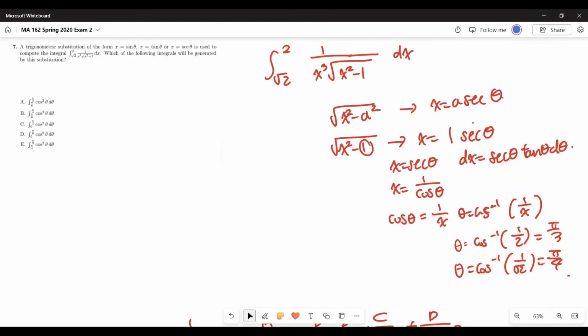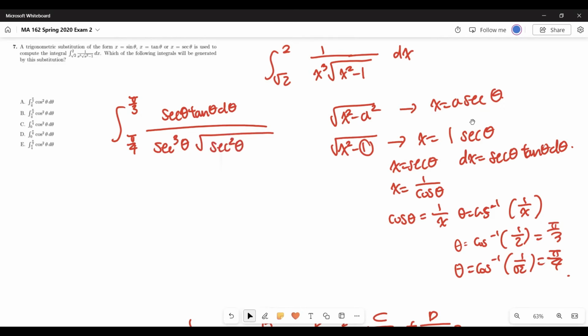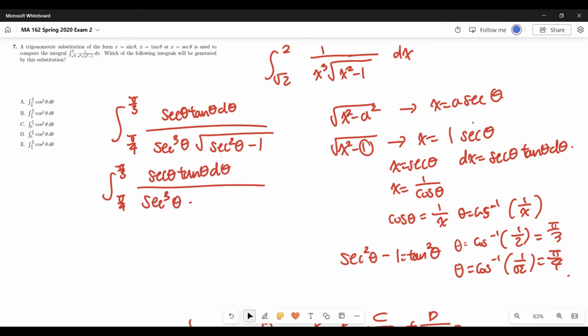And now let's just change all the integrals into theta integrand and limits. So the 2 just becomes pi over 3, and then square root of 2 becomes pi over 4. And then dx is just secant theta, tangent theta, d theta. And then x cubed is secant cubed theta, square root of secant squared theta minus 1. And if you remember it, the trig identity, secant squared theta minus 1 is same as tangent squared. So you can change that into tangent squared, from pi over 4 to pi over 3, secant theta, tangent theta, d theta over secant cubed theta, square root of tangent squared.